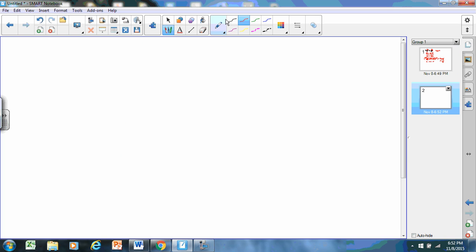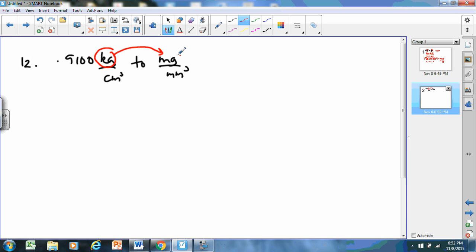Okay, 12, 0.9100 kilograms per cubic centimeter. Now we're going to convert that to milligrams per cubic millimeter. And so here's the deal, pulling this apart. Step 1, I have to change the top. Step 2, I have to change the bottom. And then I have to recognize, because these have 3's in them, that after I change centimeters to millimeters, I have to cube it.